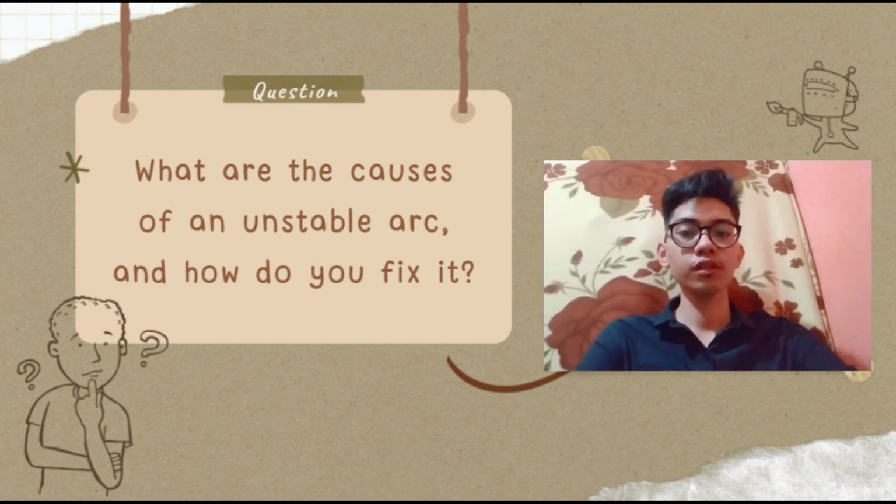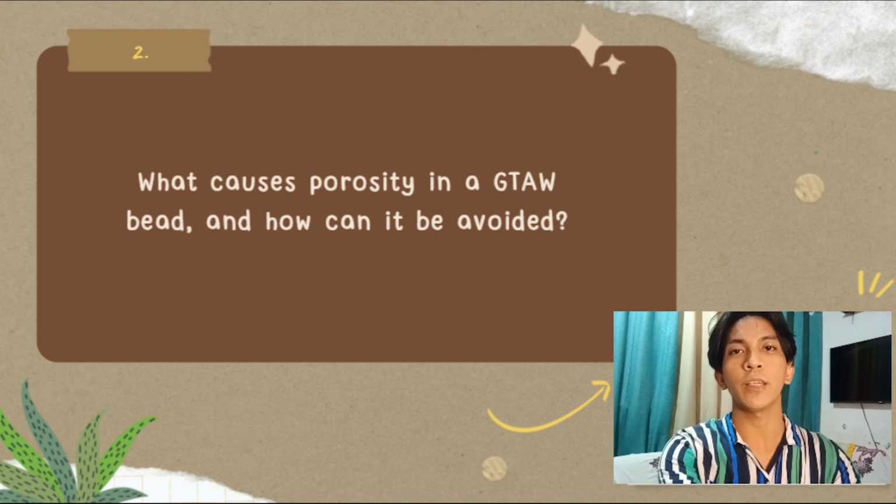For our questions, we have provided two. First, what are the causes of an unstable arc and how do you fix it? For the second question, what causes porosity in a GTAW bead and how can it be avoided?